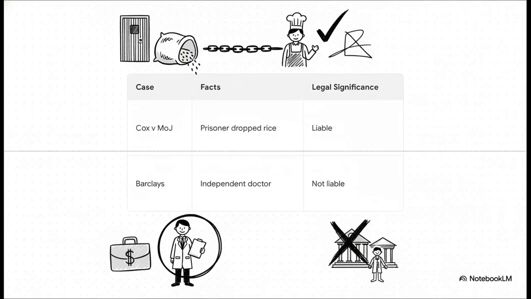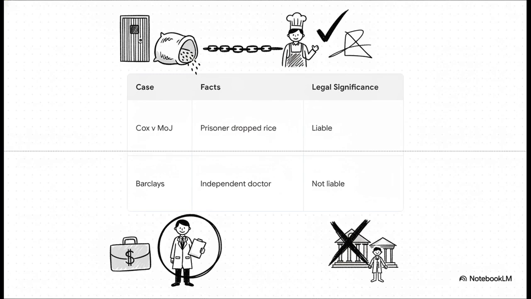Grab your revision tables for this part. We're looking at relationships of employment or things akin to it. Top row, we have the 2016 case Cox versus Ministry of Justice. Here's what happened. A prisoner working in a prison kitchen dropped a heavy sack of rice right onto a catering manager, injuring her. The legal significance here? It's massive. The Ministry of Justice was held liable, even without a formal employment contract, because the prisoner's activity was carried out on behalf of the defendant's operation, which created the risk.